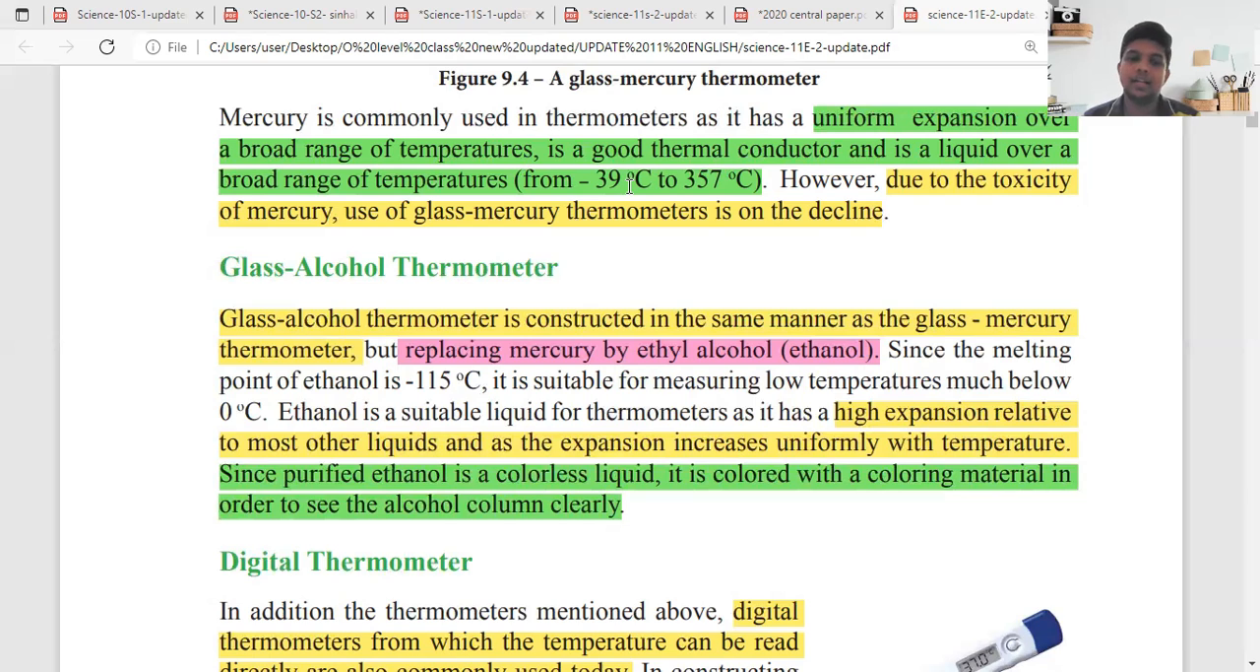Other than that, high expansion relative to most other liquids, as the expansion increases uniformly.